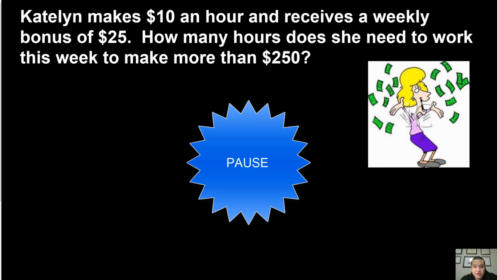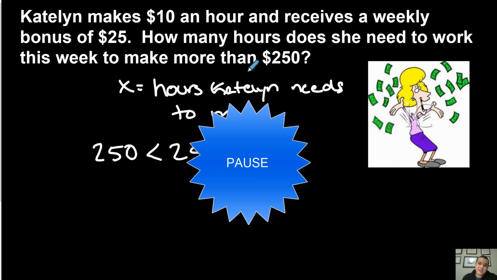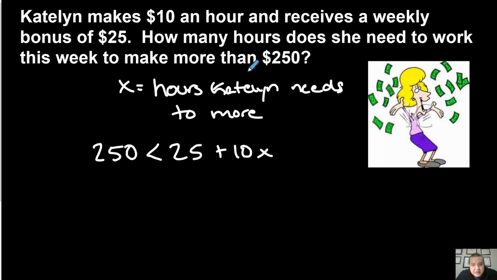Go ahead and try this question out on your own. How you should have set this up is 250 is less than 25 plus 10x. And the reason for that is that it says we have to make more than 250. Therefore, we can't make just 250. Making 250 is not enough. We have to make more than that. So we cannot use the or equal to part. We have to use just the greater than sign, or less than sign.